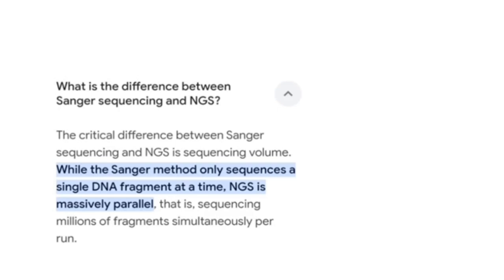Okay? So what is the difference between Sanger and next generation sequencing? The critical difference is volume. While the Sanger method only sequences a single DNA fragment at a time, NGS is massively parallel. That is, sequencing millions of fragments simultaneously per run. Okay? So with this, you have covered everything. So just take this slide as it is in this video and try to read it over and over again before your exam, and everything you need in your exam will be there.